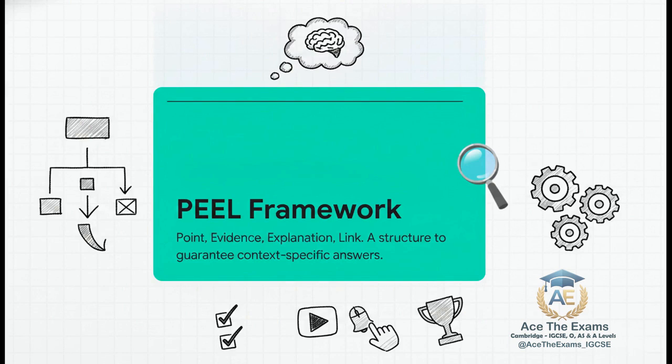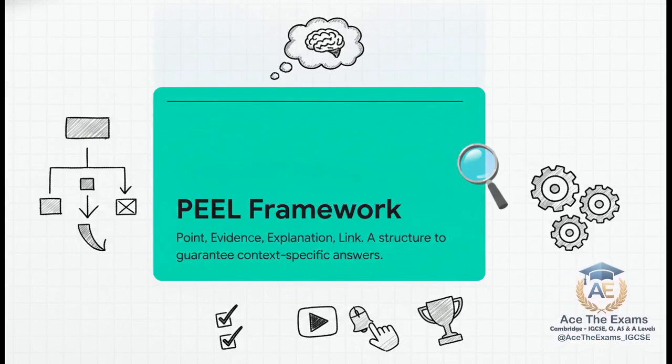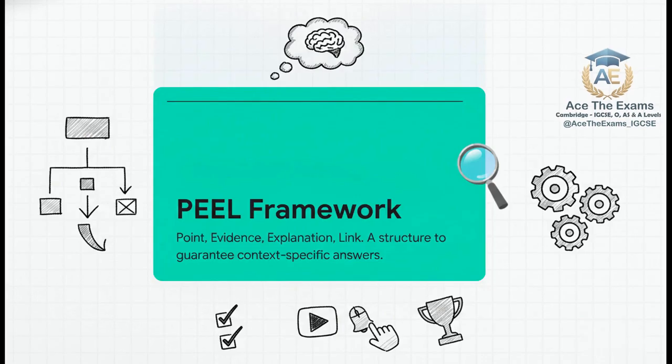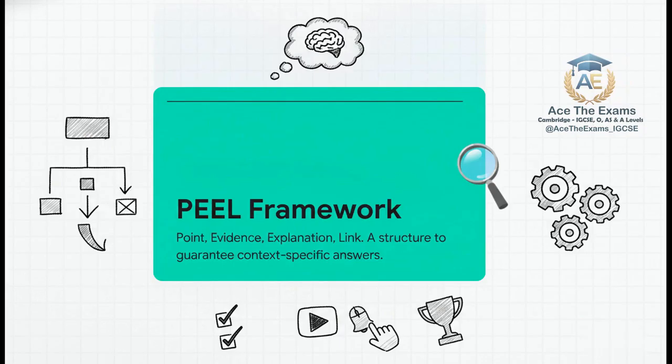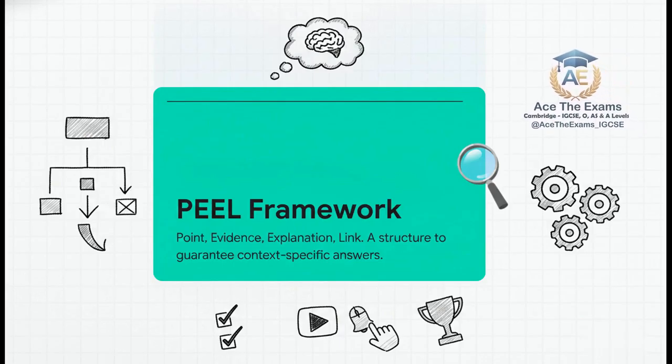First, you make your main algorithmic point. Then, you provide evidence extracted directly from the specific scenario they gave you. Next, you give the explanation of the technical computer science principles behind it. And finally, you link it firmly back to the ultimate requirement of the prompt. By applying PEL, you guarantee that your answers are structurally bulletproof and practically impossible for examiners to ignore.